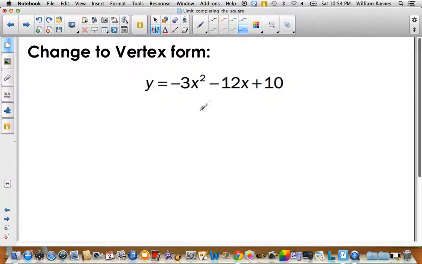Alrighty, so let's give a slightly harder example. This one's slightly harder because it has a negative and it has something in front of the x squared term. So again, my first step, group it up. So y is equal to negative 3x squared minus 12x. So I group up the x squared term and the x term, and plus 10.